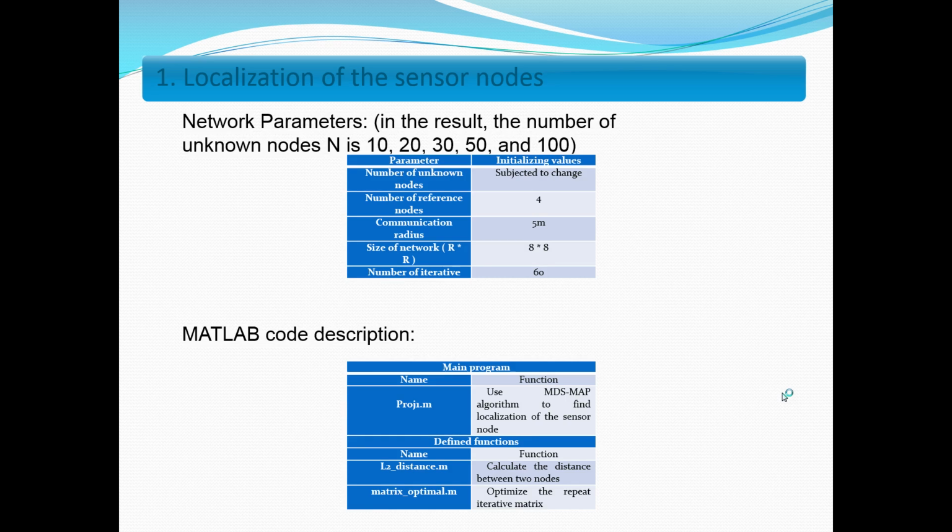And I want to talk something about the MATLAB code. Here I give a main code which is named project1.m. This is the function to use the MDS-MAP algorithm to find the localization of the sensor nodes. And I defined two functions to help solve the problem. The first one is L2_distance.m. The function of this function is to calculate the distance between two nodes. Another one is matrix optimal. The matrix optimal here is to optimize the repeated iterative matrix.